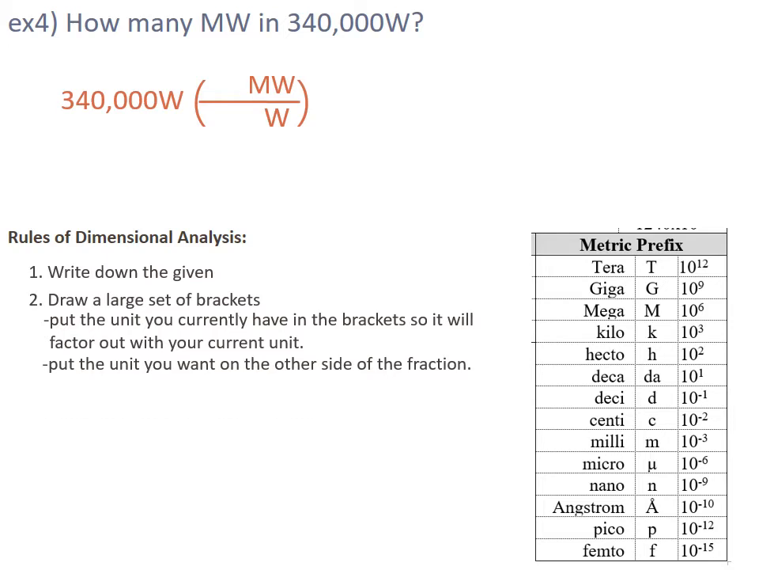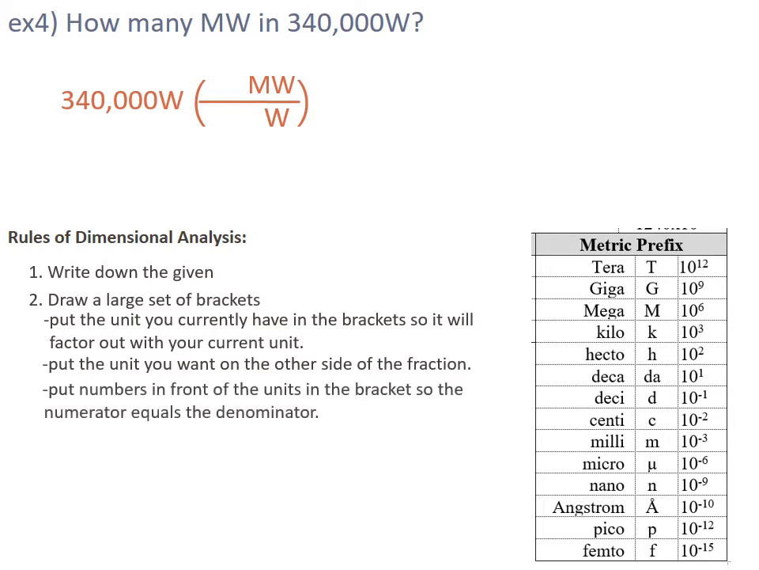I want to make sure the top equals bottom, so I reference my metric prefix table, and I see that a mega is equal to 10 to the 6. So 1 mega equals 10 to the 6. So in my brackets, I write 1 mega on the top equals 10 to the 6 on the bottom. So there is 1 megawatt in 10 to the 6 watts. Top equals bottom.